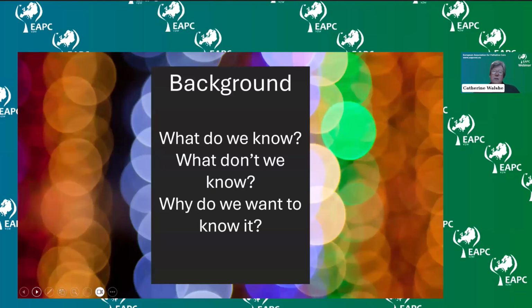Next, let's have a think about the background. And essentially, I've conceptualized this as 3 questions that you probably want to address. First, what do we know? Second, what don't we know? And third, and really quite importantly, but rarely addressed, why do we want to know it? And I'll give some examples later of how you might address some of that when writing an abstract.